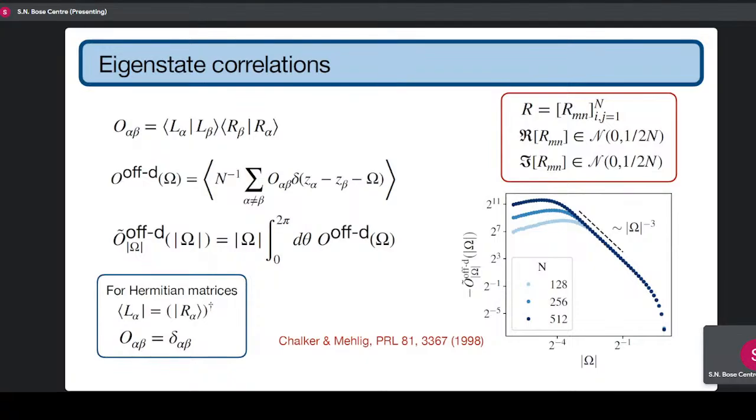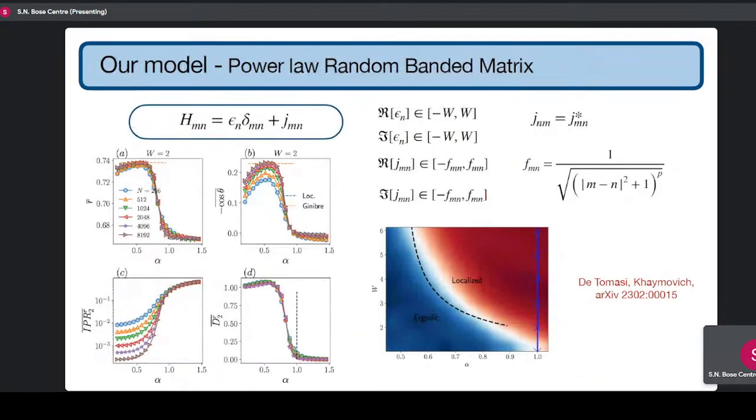For Hermitian matrices, this quantity is not interesting because of the orthonormality: this O alpha beta is delta alpha beta, and since we are considering the correlation for different eigenvalues, it is zero. So because we know what the analytical form is in the non-Hermitian random matrix case, what we wanted to study is how this correlation behaves as one goes across the localization transition, and whether this captures the localization transition.